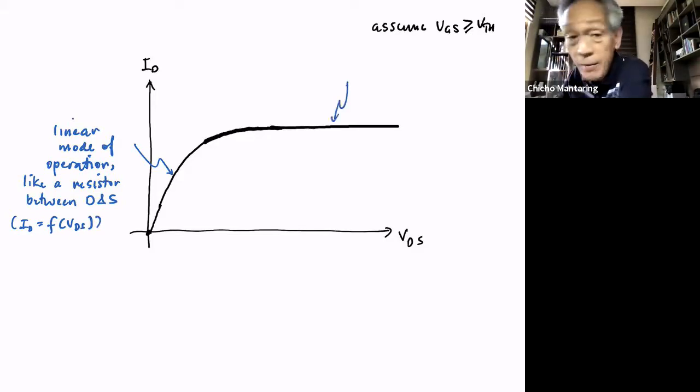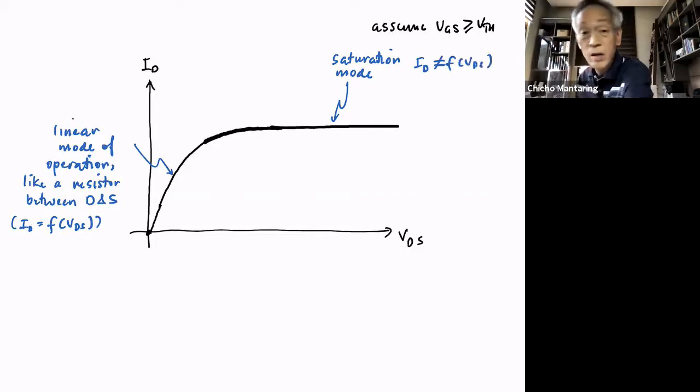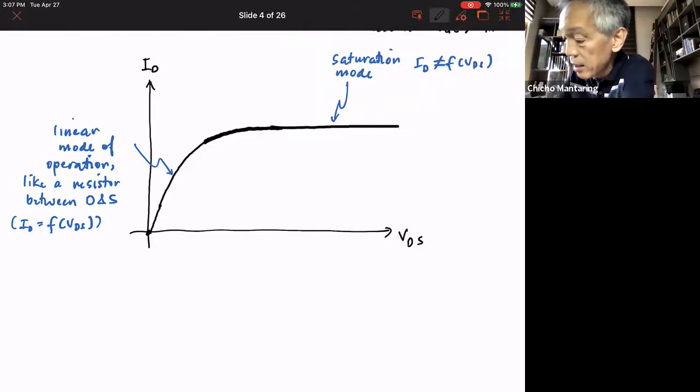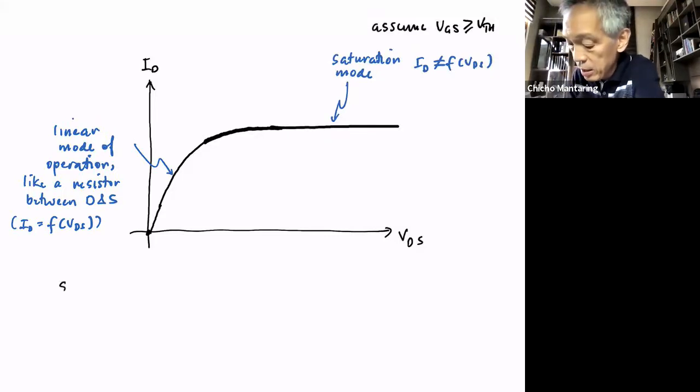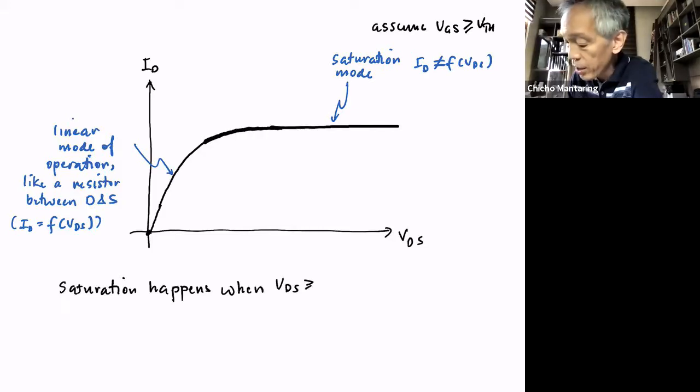Okay, this mode of operation is called your saturation mode. And note that ID is not a function of VDS. Kahit na anong value ng VDS, pareho yung value ko ng ID. Now, when does this happen? Saturation happens when VDS is greater than or equal to VGS minus VTH.